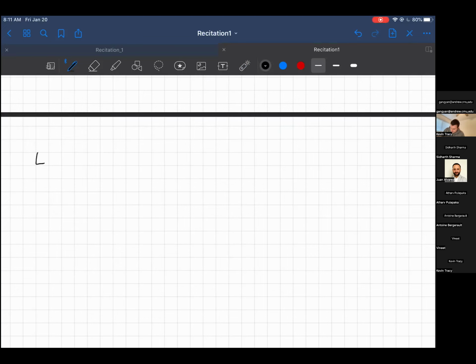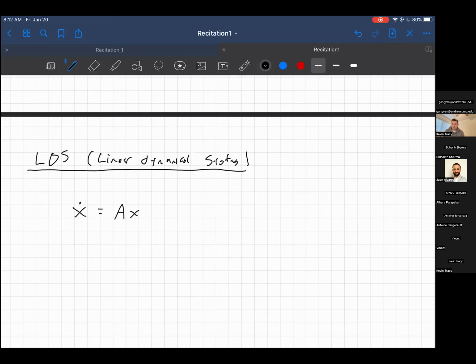LDS, linear dynamical systems. And this is anything I can write down in the following form. x dot equals A x. And I'll just assume x is some vector, A is some matrix. This is my linear dynamical system.